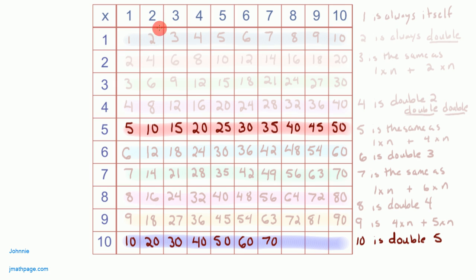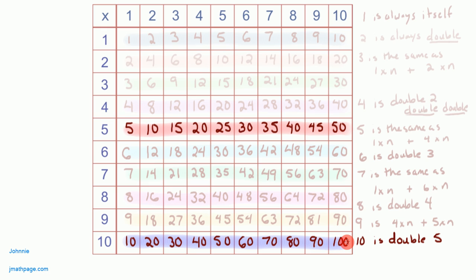10 times 8 is the same as 5 times 8 doubled. 40 and 40 more. 40 plus 40 is 80. 10 times 9 is the same as 5 times 9 doubled. 45 and 45 more. 45 and 45 make 90. Oh, the toughest one of all last, right? 10 times 10 is the same as 5 times 10 doubled, 50 and 50 more. 50 plus 50 gives us 100.